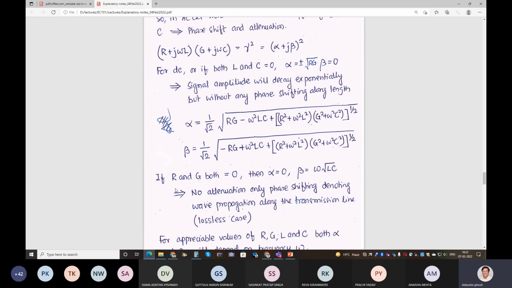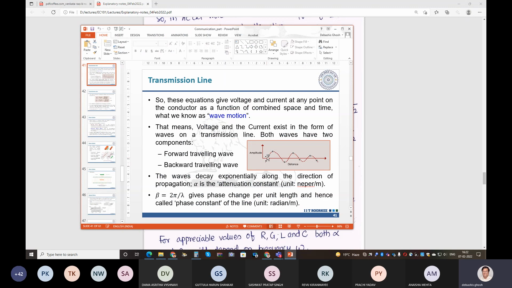If R and G are both equal to 0, in that case you will have alpha equal to 0. So this is a special case again. I am taking R and G both equal to 0, then your alpha is equal to 0 and beta will be equal to omega into root over LC. So in this case, there will be no attenuation but only phase shift. Again, the waveform in that case will look like a waveform with constant amplitude.